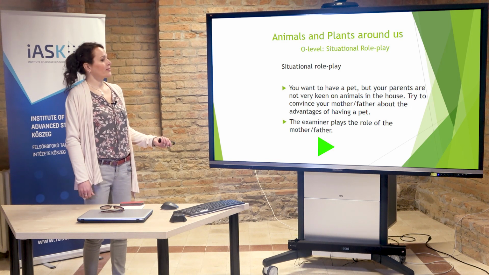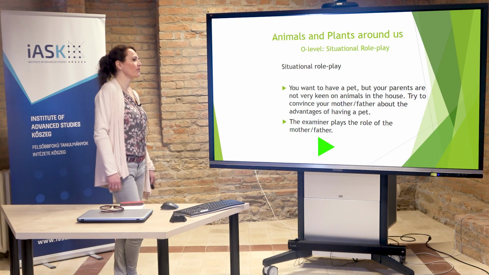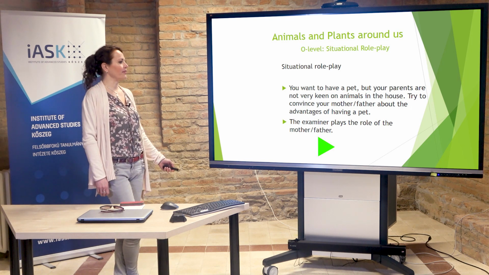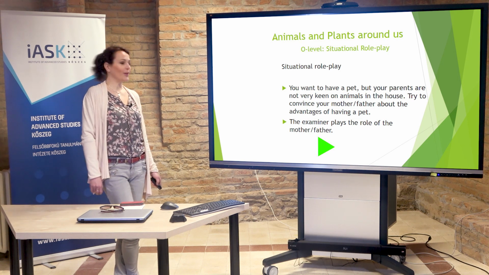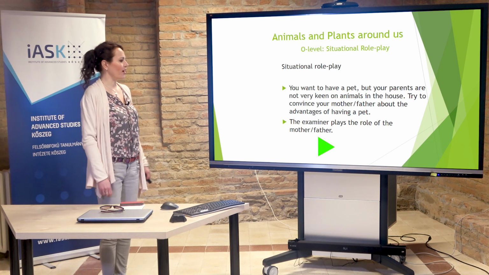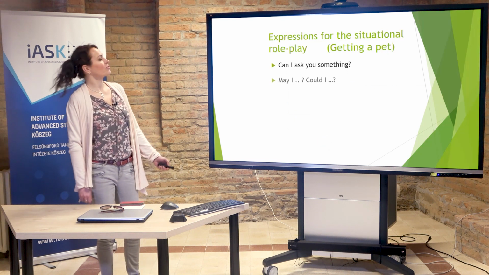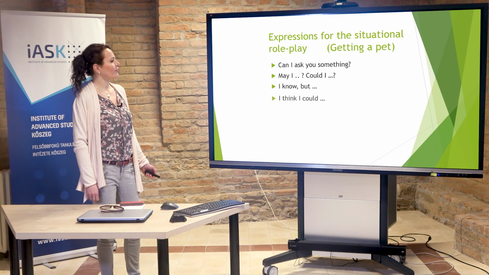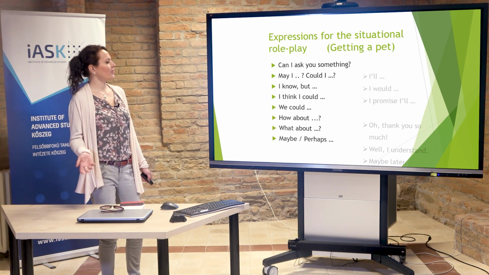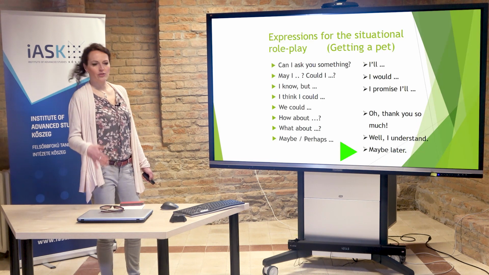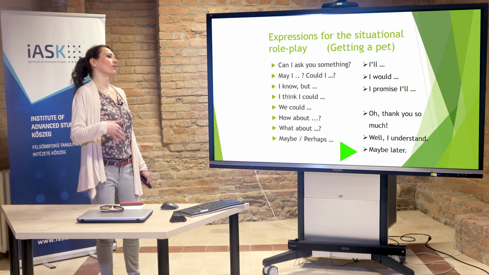You want to have a pet, but your parents are not very keen on animals in the house. Try to convince your mother or father about the advantages of having a pet. And in this situation, the examiner plays the role of the mother or the father. Now let's see what expressions you could use for this situation. You could start like this. Can I ask you something? And you could ask for something with these expressions. May I? Or could I?